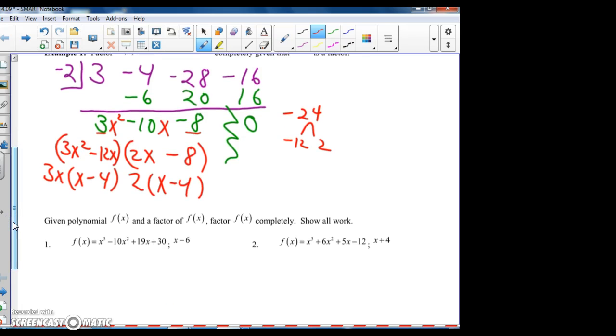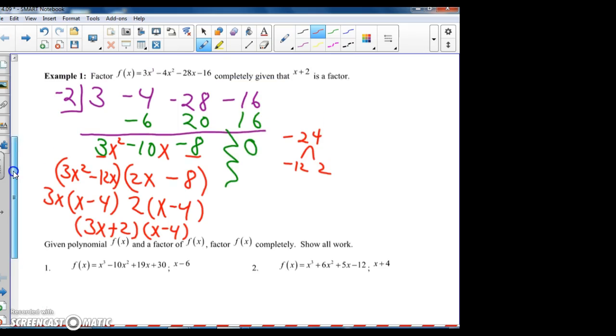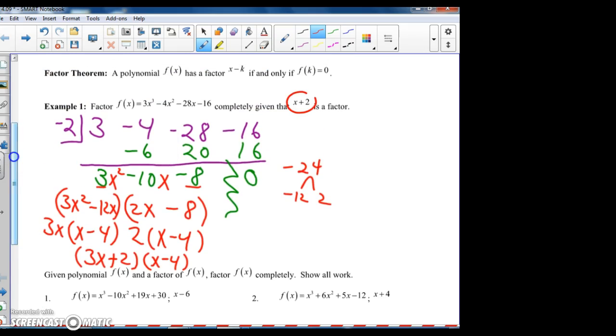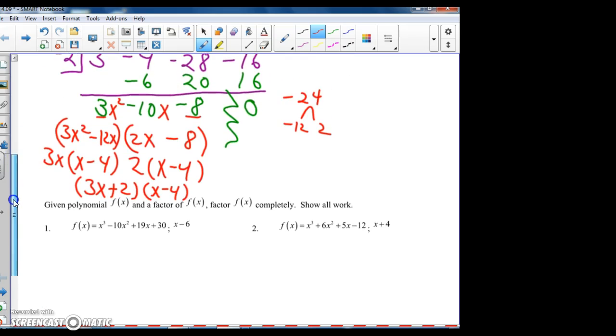So you're going to write down what now? 3x plus 2 times x minus 4, right? Times x plus 2. They already gave you one. Times x plus 2. And the problem's over. There it is. You just factored it. That's all there is to it. It's that simple. It is. This is an easy lesson.